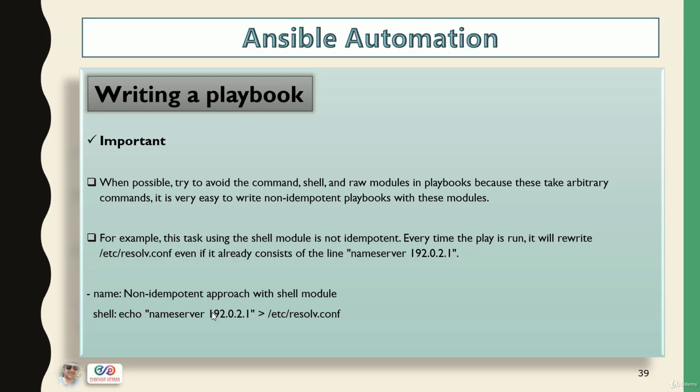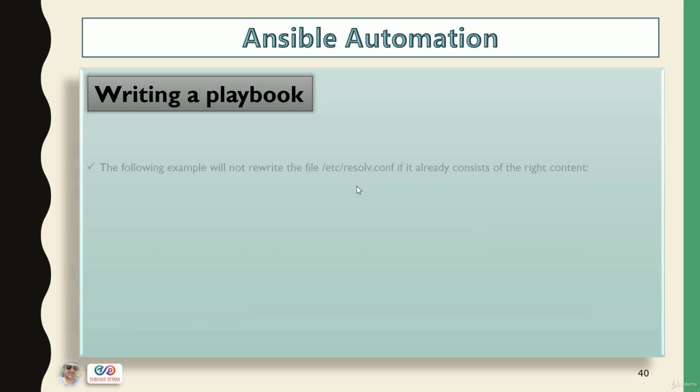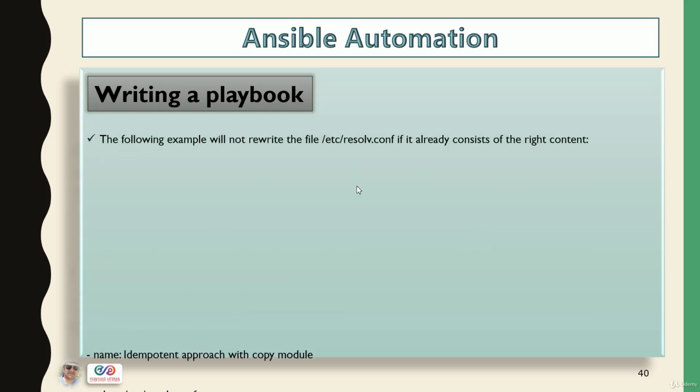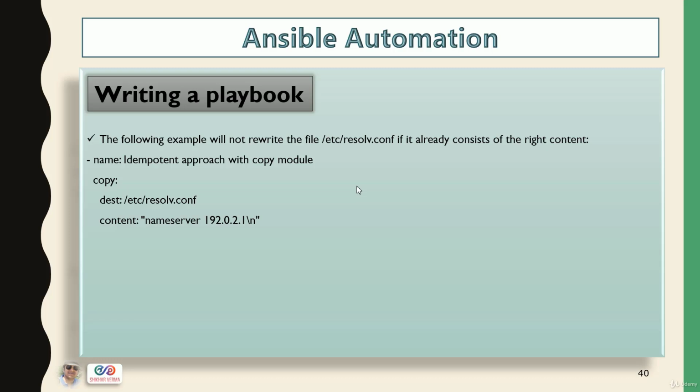So this is called non-idempotent behavior. These modules, command, shell and raw, are non-idempotent modules. So what is the solution for that? Instead of the shell module, you can use the copy module. The copy module's behavior is idempotent. This is the destination file and the same content I want to put into this file.